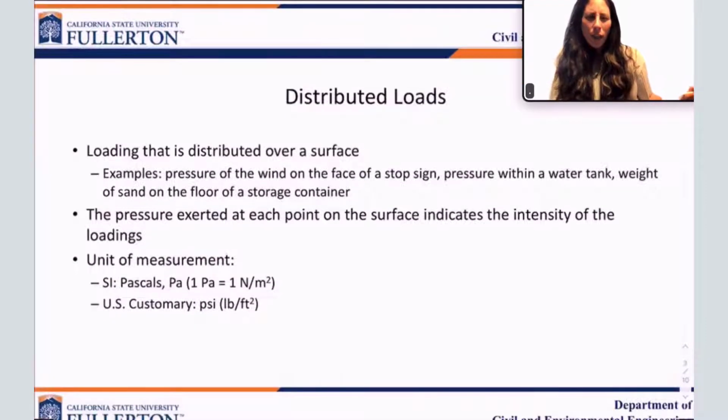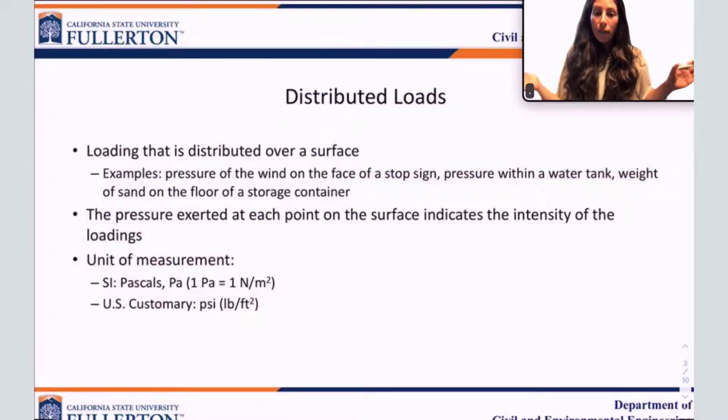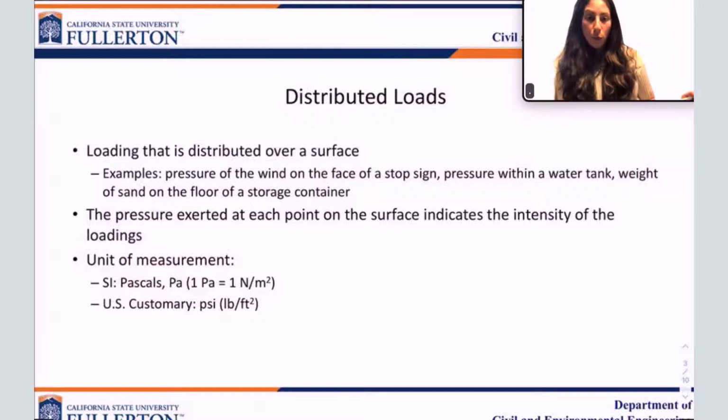All right, so what exactly is a distributed load? Well, a distributed load is a loading that is distributed over a surface, so kind of exactly what it sounds like, okay? Some real-world examples are pressure of the wind on the face of a stop sign, or pressure within a water tank that is distributed, right? So you'd see the water inside exerts pressure on all sides of the tank, and that is a form of a distributed load, and also weight of sand on floor of a storage container, okay?